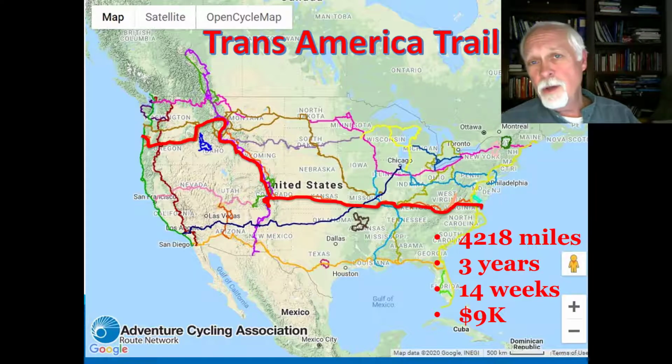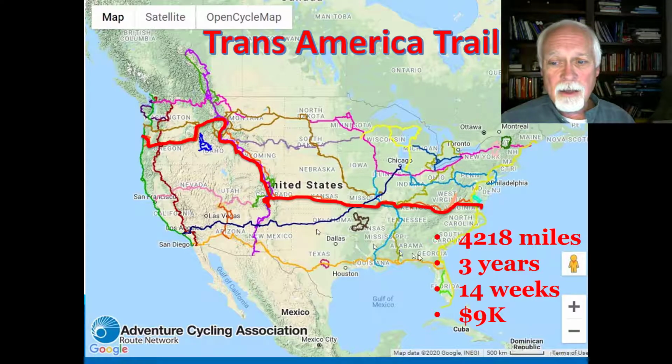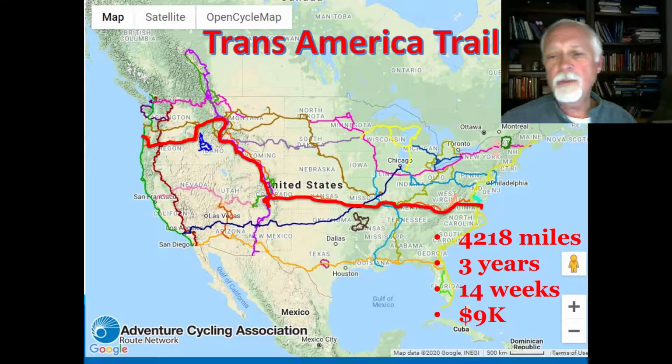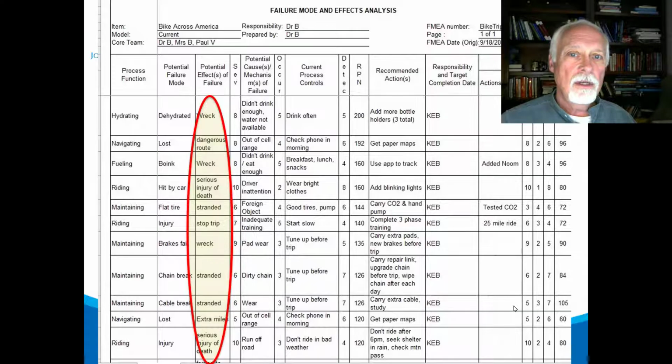the most popular route across the United States, coast to coast, the most common bicycle route. Over 4,000 miles, 3 years. It's 4 segments, but if you start the first segment at time 0, then it would be 3 years cumulative. It'll be during 4 years, but it'd be 3 years from beginning to end. 14 weeks overall that I would be on the road, and about $9,000. We'll get to the budgeting and how I came up with that number a little bit later.